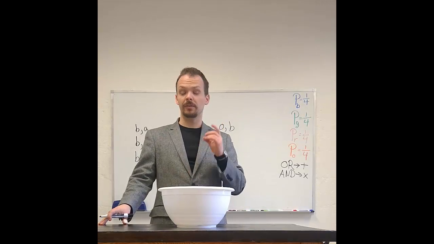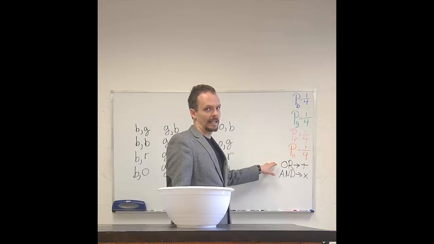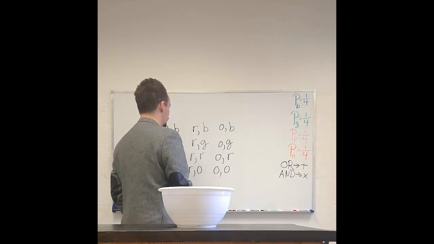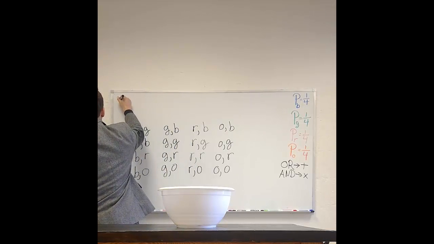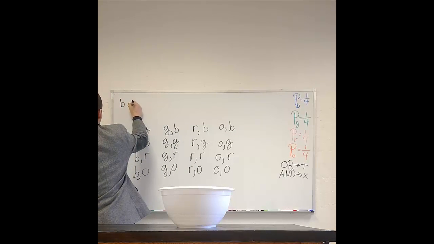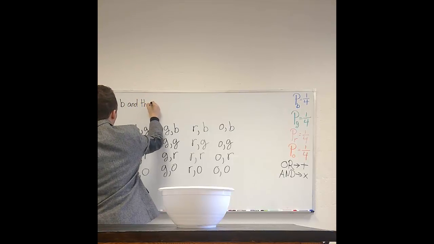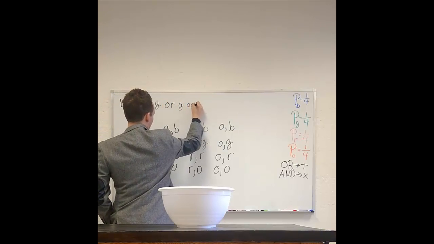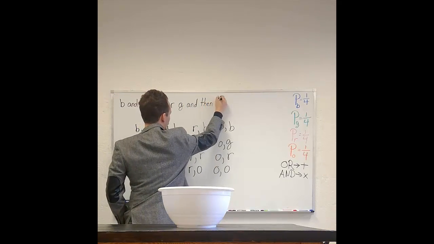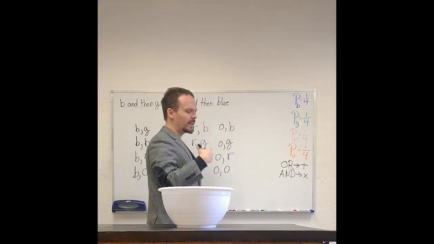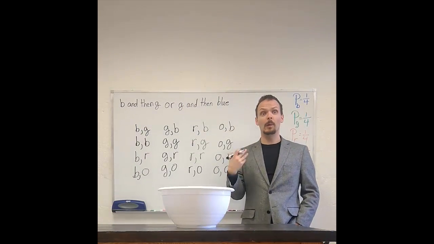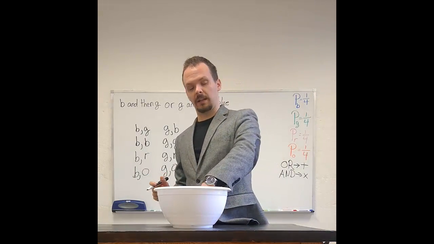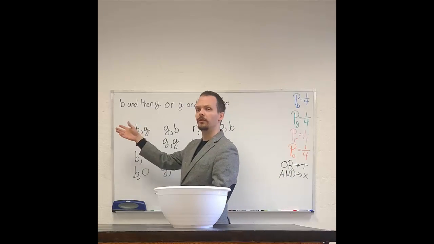Let's think of one more example to really test if our ideas of "or" equals add and "and" equals multiply really pan out. Something a little more complex. So let's think about what is the probability of blue and then green, or green and then blue. I.e., what is the probability that we don't really care what order we draw them out? We just want to know, what are the odds of me getting a blue and a green? And I don't really care if I do the blue first or the green first.